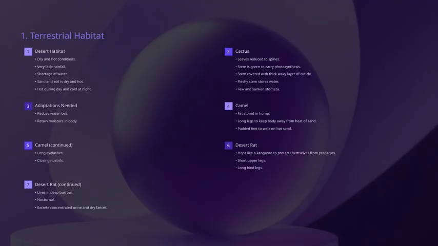Moving to desert rats, they have developed several survival strategies. They live in deep burrows to escape the daytime heat. Being nocturnal helps them avoid the extreme daytime temperatures. They also excrete concentrated urine and dry feces, which conserves water and minimizes loss.